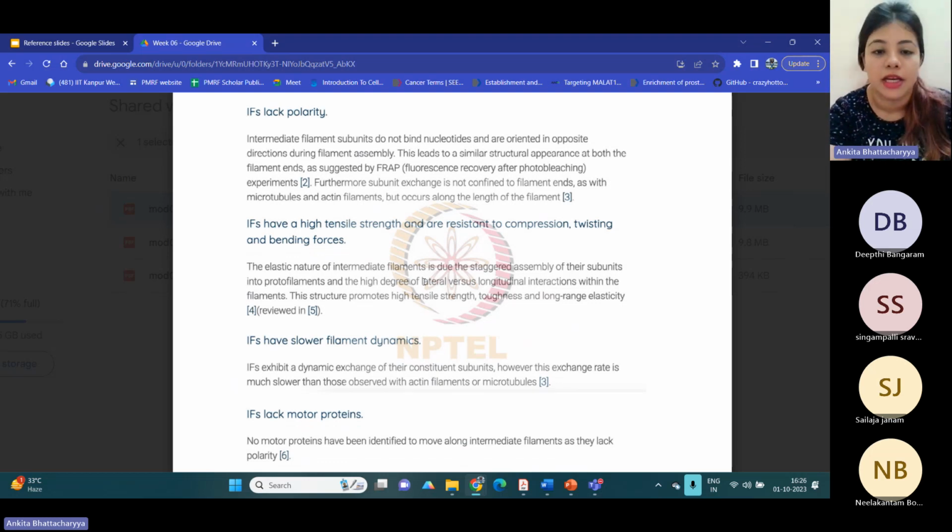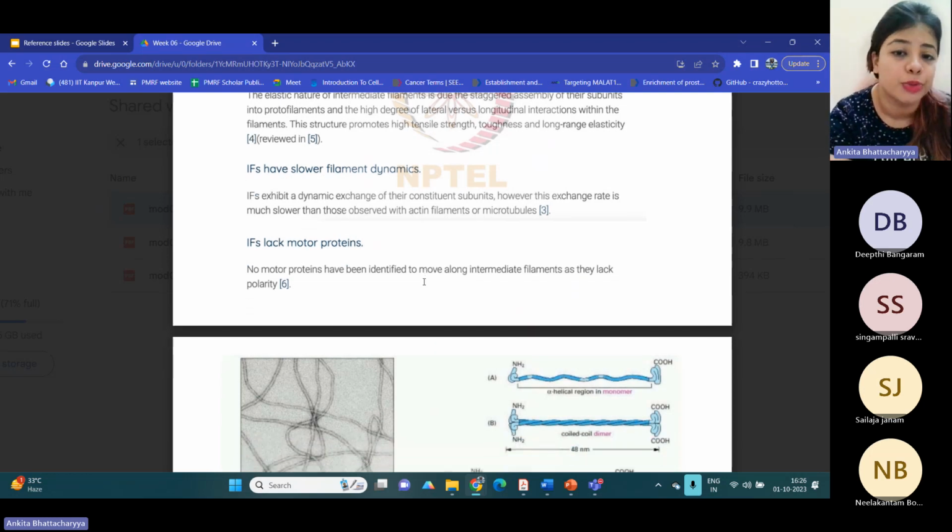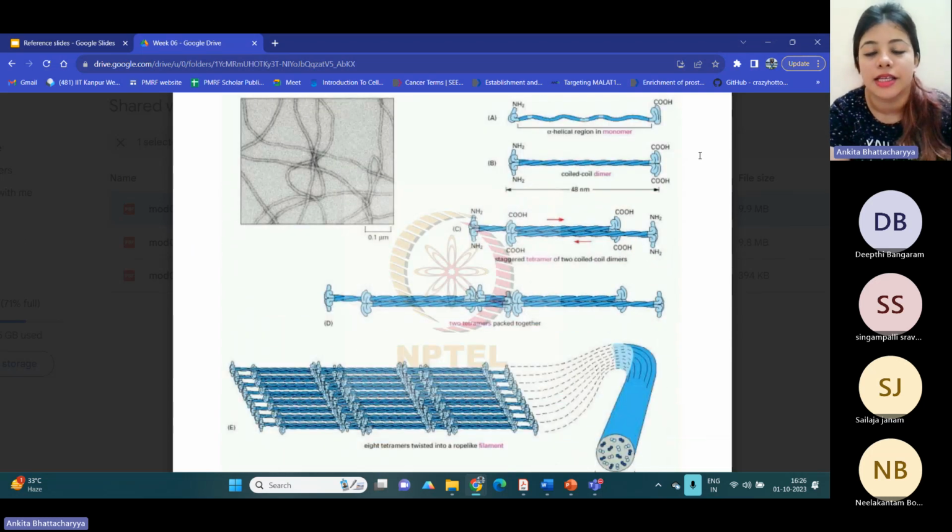And we saw how the assembly occurs. They have much slower filament dynamics. They lack any sort of motor proteins. No such motor proteins have been identified till now to move along intermediate filaments, because they lack that polarity, and that assembly we have seen via a similar sort of structure.